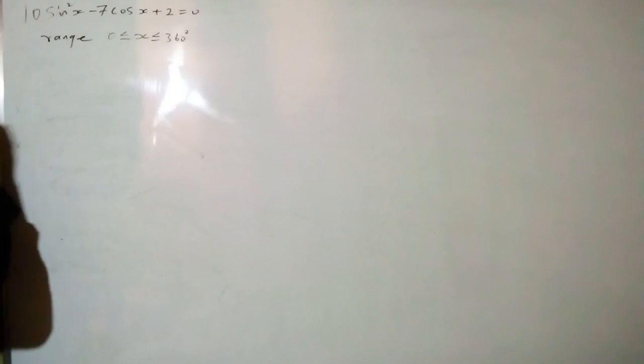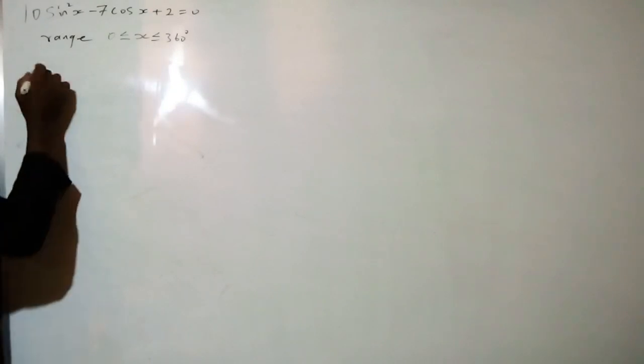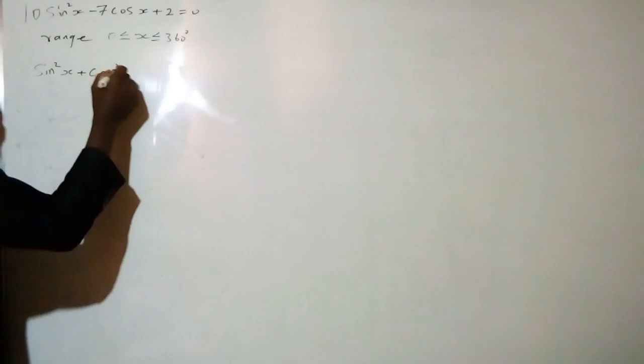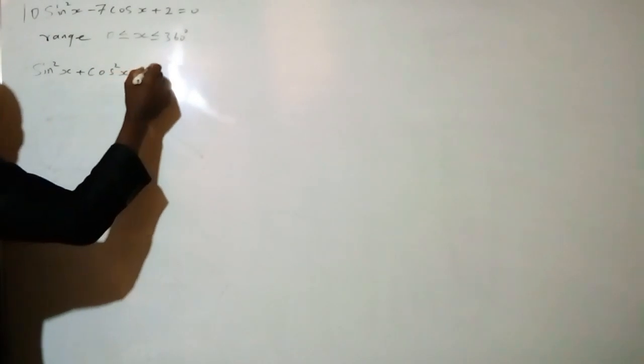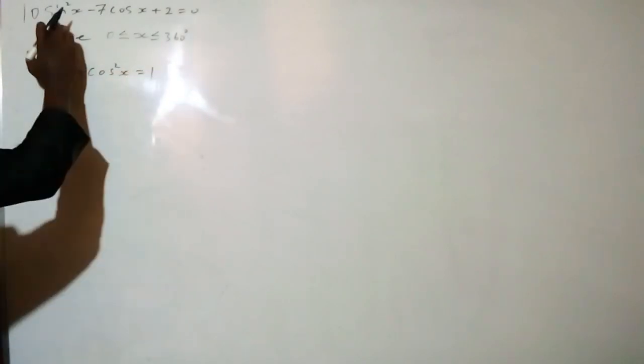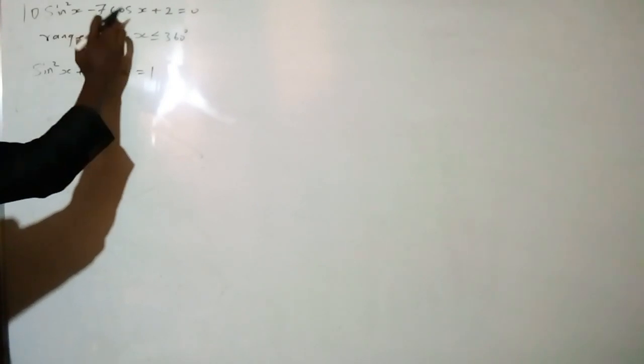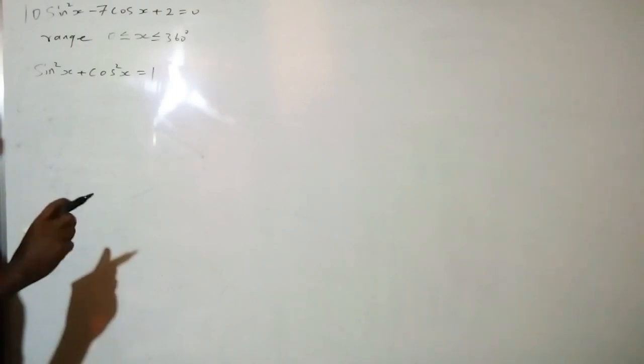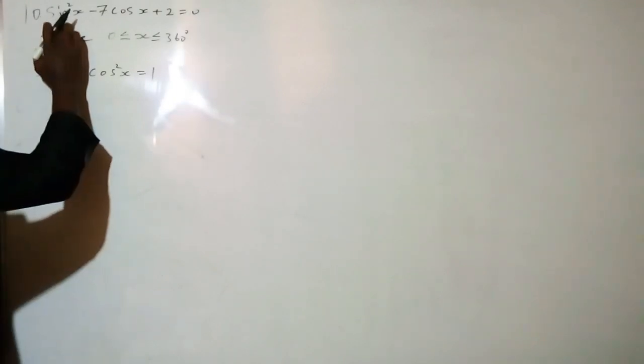This is trigonometry. First of all, what you are supposed to know is that sine squared x plus cos squared x is equal to 1. In this equation, we have two unknowns, sine and cosine, and you cannot work with both. First of all, we can make them uniform. This sine, we can convert it to cosine so that you can have cosine and cosine.